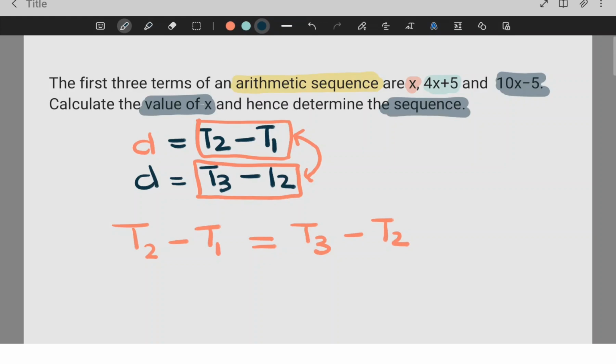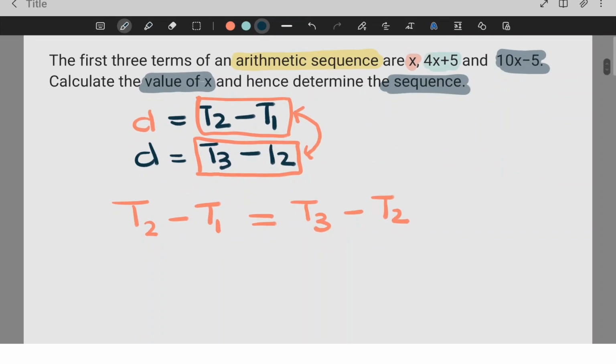And now I'm going to substitute the values that they gave me. I'm going to start with T2. T2 is 4x plus 5. So 4x plus 5 minus term 1. Term 1 is x. So when you minus, just put in brackets.